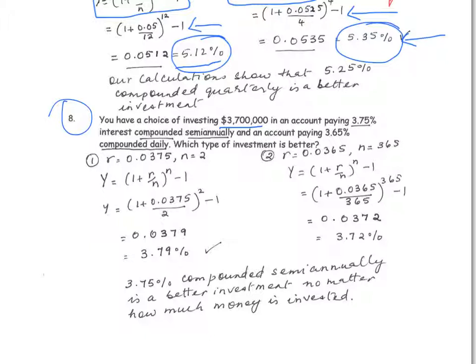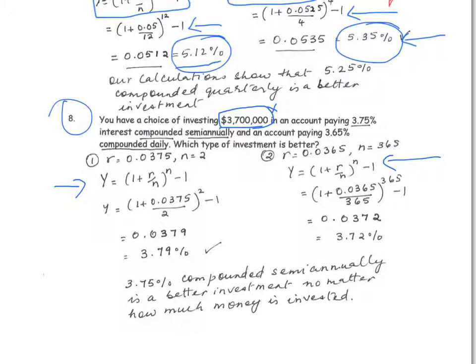Now, does it really matter what amount you're investing when all you have to do is figure out which is a better deal? When figuring out a better deal, it really doesn't matter whether you're investing $1 or $3,700,000. So this information is really not used, because all we're going to do is use the yield formula for each one of these types of accounts, figure out the yield percent for each, and compare the yield percents to figure out which is a better deal.